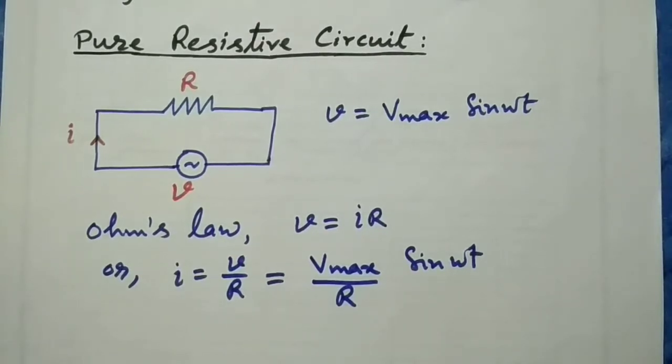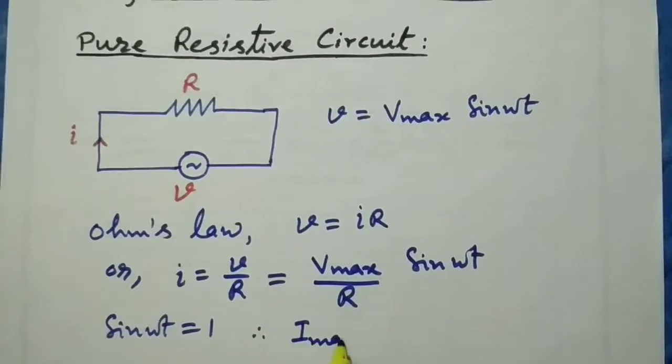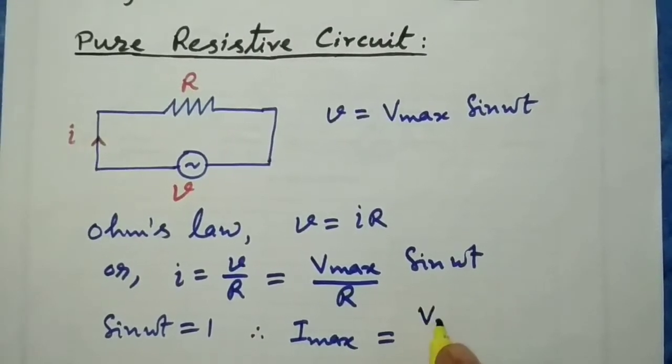Now here we can see that V max is the maximum value of the voltage and it is a constant. And similarly R is the resistance, it is also a constant. So the current will be maximum when the sin omega t value is equal to 1. Therefore, the maximum current can be written as V max upon R.